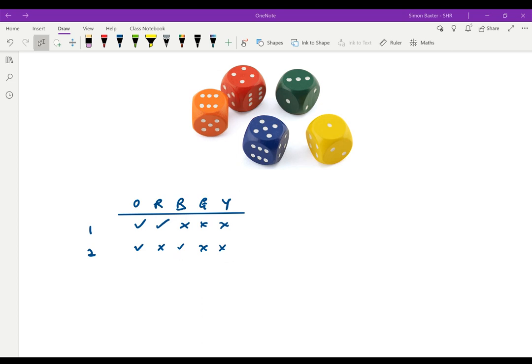What I would like you to do now is to pause the video and write down all possible ways in which you can get 2 6s with the 5 dice. I said pause the video. Okay, how many ways did you get? You should have got 10 ways altogether.